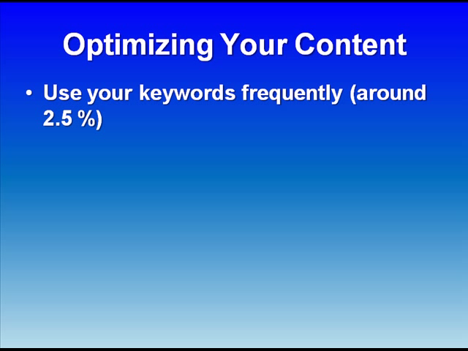How often you use it, of course, is up for debate, but the consensus on the internet appears to be around 2.5%. I don't always follow this, but when I really try to do things to the dot, that's usually what I use as a gauge. If you want to find out what your keyword density is and you're not sure, you can type in keyword density, and I'm sure you'll be able to find some free checkers online.